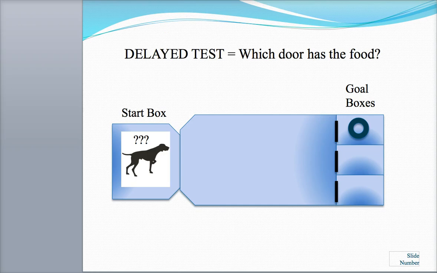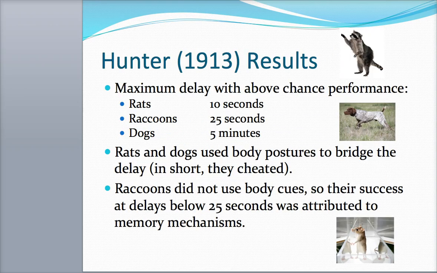And he used different delays. And the big test question is, which door has the food? The dog is supposed to remember to go to the light. Okay, so pretty straightforward. The apparatus is smaller for rats, and actually I think he used almost a paddock for dogs. So here are his results.